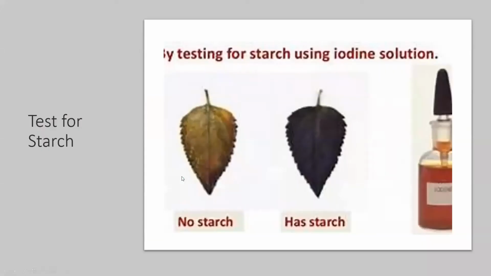Starch can be tested using the iodine solution. Iodine solution is an orange-brown colour. In this example given to you, there are 2 leaves. Both of them have had iodine solution pipetted onto them. The first leaf we can see is an orange-brown colour. That observation tells us there is no starch in the leaf. The second leaf is turned a blue-black colour. This informs us that that leaf has stored glucose as starch.